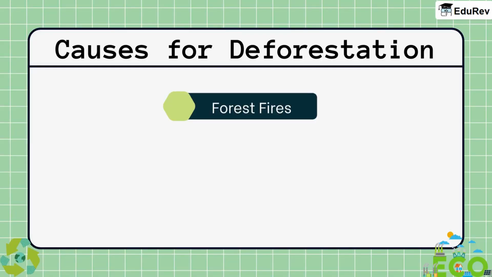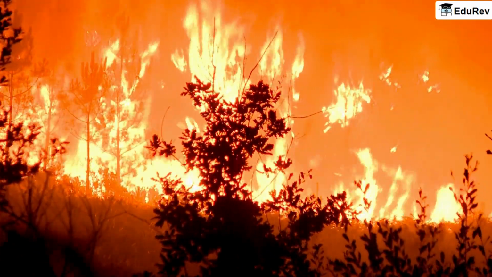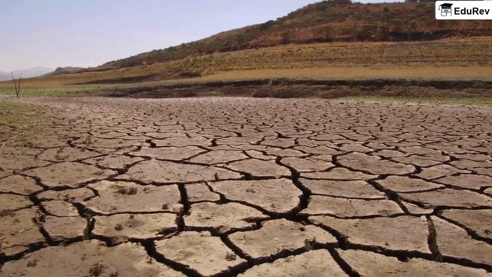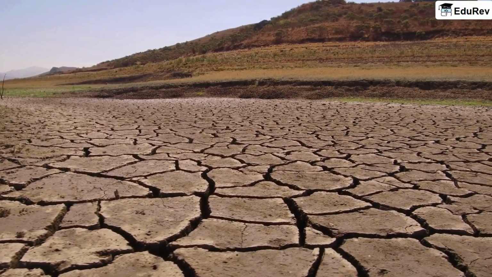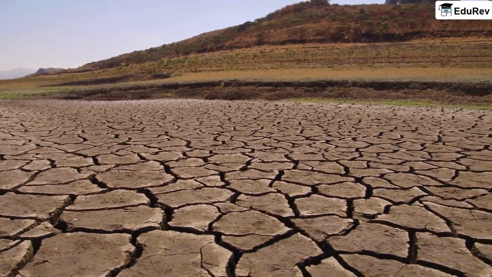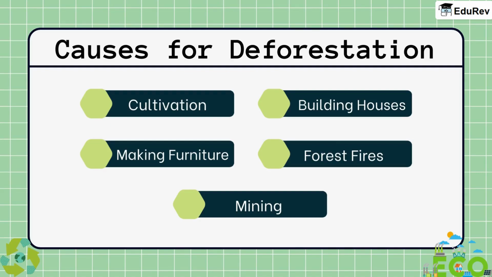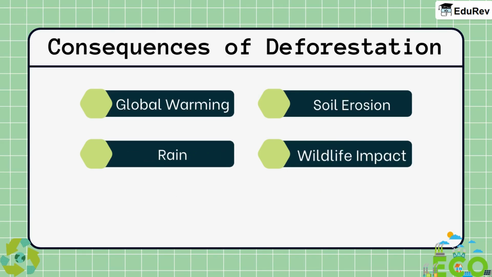And finally, forest fires and severe droughts. Sometimes, deforestation happens due to natural causes, such as forest fires and severe droughts. These natural disasters can destroy vast areas of forest land, leaving behind nothing but empty land. So, we looked at the 5 major reasons for deforestation. Now that we know what deforestation is and why it happens, let's see what are the consequences of deforestation.